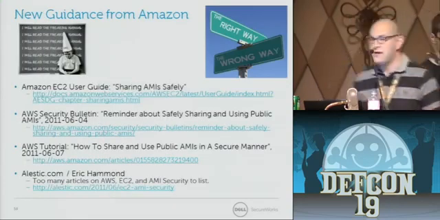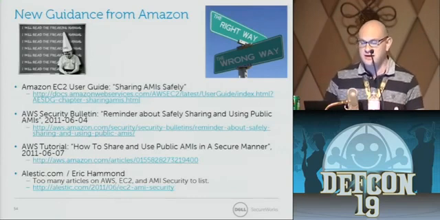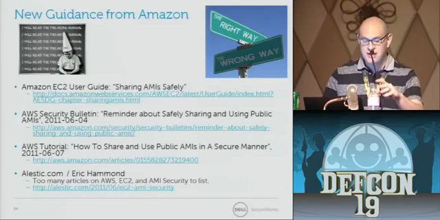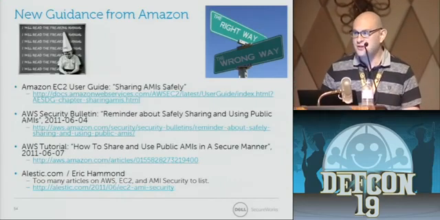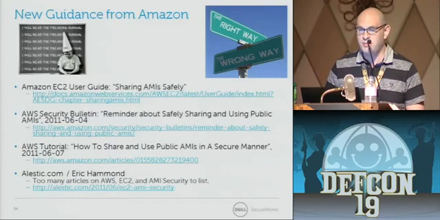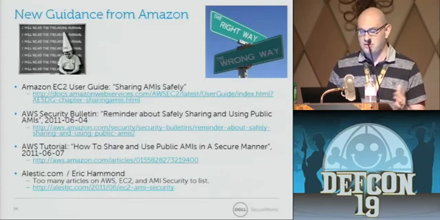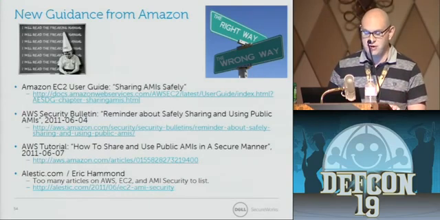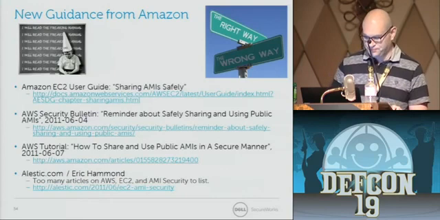Thanks, Jeff. Go ahead. So as we're in the midst of this project, Amazon published a number of new documents giving some security guidance and best practices. We wanted to offer some links in our slide deck to these. So if you're using their web services, we encourage you to go check out all the guidance that Amazon's published out there about sharing AMIs, how to do it safely, how to use public AMIs in a safe fashion. And there's a whole bunch of articles out there on this elastic.com site from Eric Hammond. So we would encourage you to check those out. There's a lot of good material out there.